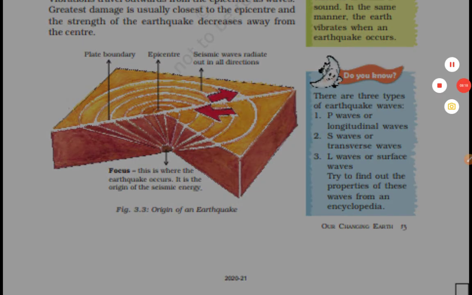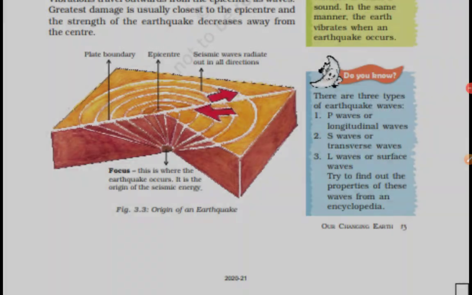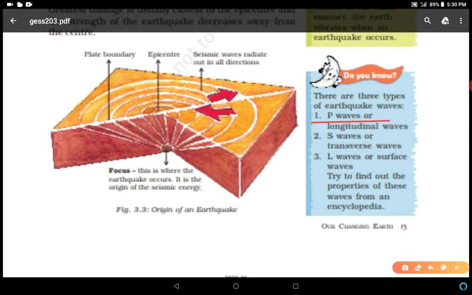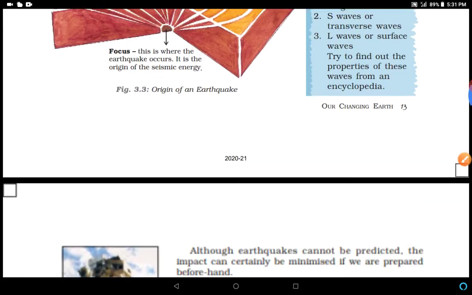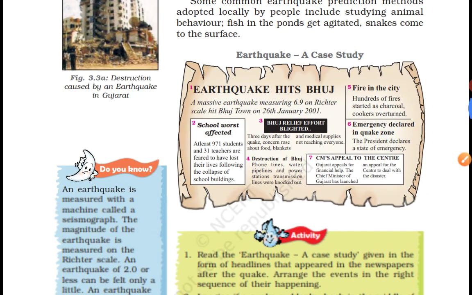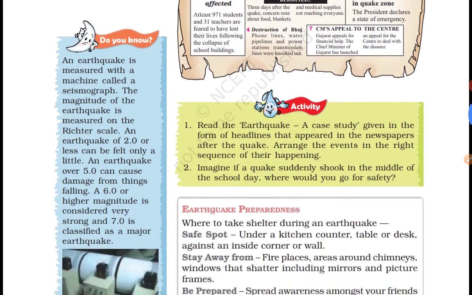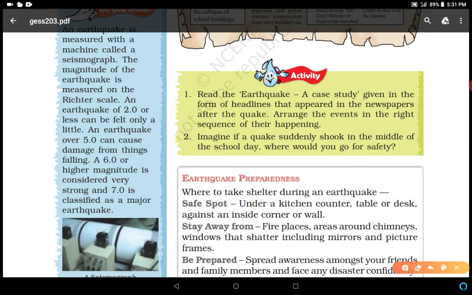Clear? Earthquake waves, 3 kinds of waves: P waves, primary waves, secondary waves and L waves, means surface waves. This is focus, epicenter, right? These are the plate boundaries formed by the different kinds of plate. Seismic waves radiate out in all directions. Then again see this destruction caused by an earthquake in Gujarat on 26 January 2001. This was the case study. What is earthquake? Here we discussed the definition of earthquake.